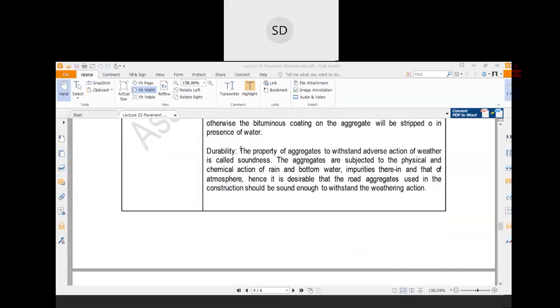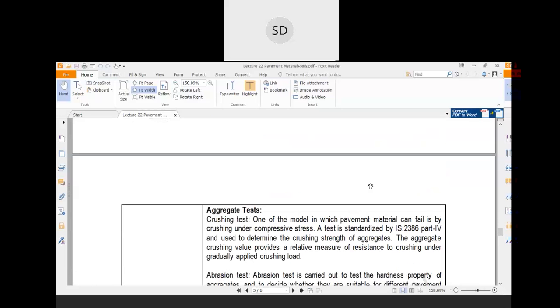Then durability is the property of aggregate to withstand adverse action of weather, which is called soundness. Now the aggregates are subjected to the physical and chemical action of rain and bottom water, impurities therein, and that of atmosphere. Hence it is desirable that the road aggregates used in the construction should be sound enough to withstand all the weathering action.